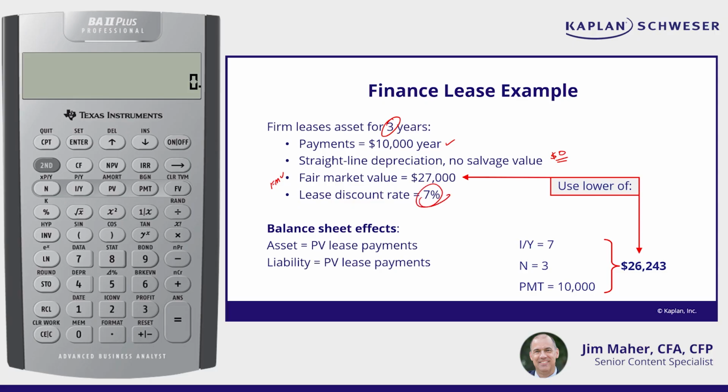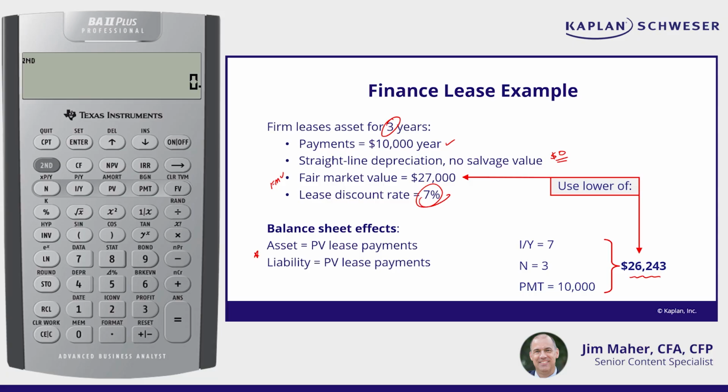So for our calculations, we're going to use either the lower of the present value of the lease payments or the fair market value, okay? And we're going to see here for our balance sheet effects, we're going to be using the present value of our lease payments. We see those are calculated slightly lower than our fair market value. So let's go ahead over to our calculator and verify that calculation for you.